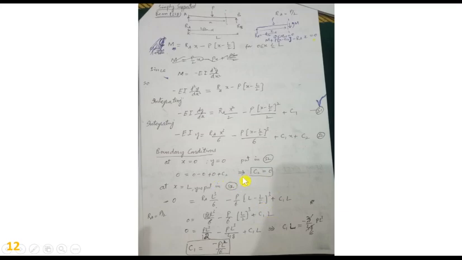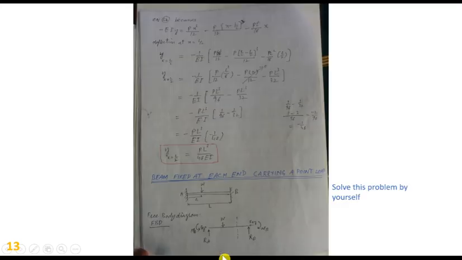Boundary condition: when x is equal to 0, y is 0, and putting this in this equation, we get C2 is 0. At x is equal to L, at this boundary condition, again deflection y is 0, so put it in this equation. Here C2 is 0, as we found, so by putting this value we will get C1 is equal to minus PL square over 16.